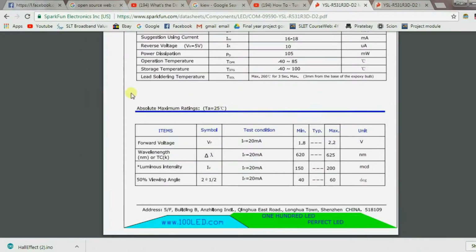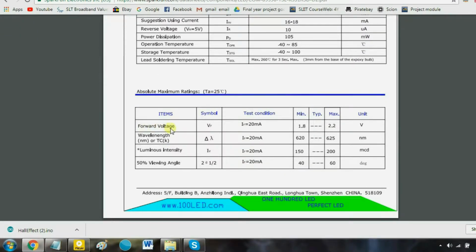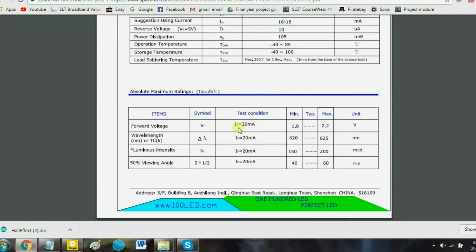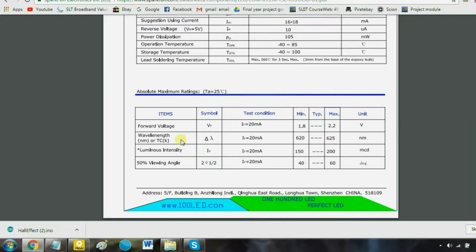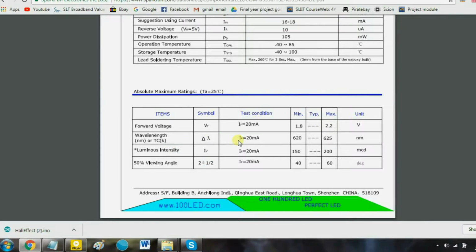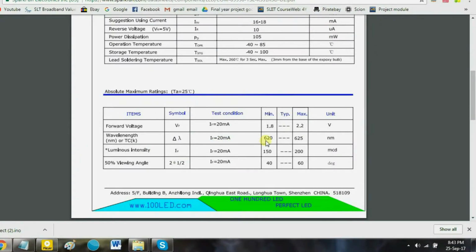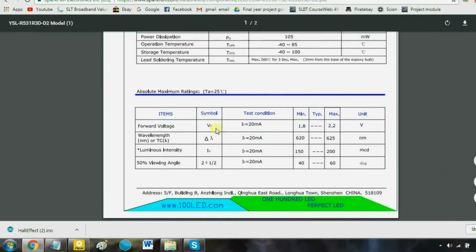Also, there are more ratings at room temperature, 25 Celsius. For the forward voltage at a forward current of 20 milliamperes, the minimum is 1.8 and the maximum is 2.2. For the typical value, you may use anything within this range. The wavelength at a forward current of 20 milliamperes is between 620 and 625. As you may know, this LED is a red one.